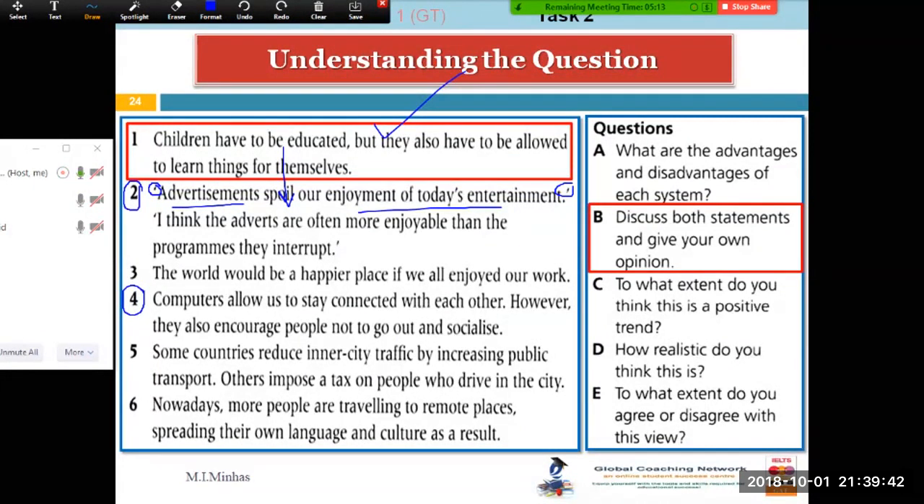This statement is starting with another quotation mark, and it is ending with another quotation mark at the end. So these are two statements again. Clear? Okay.